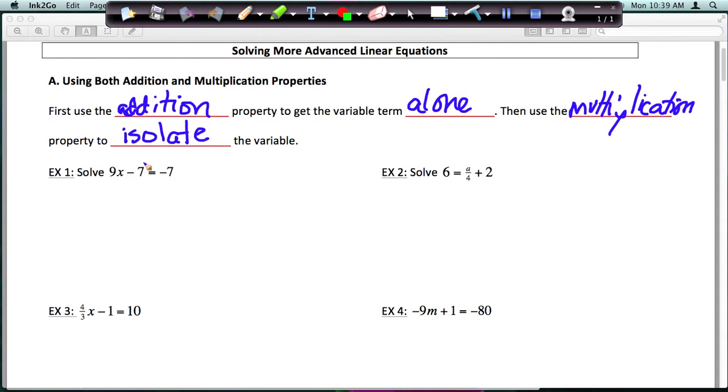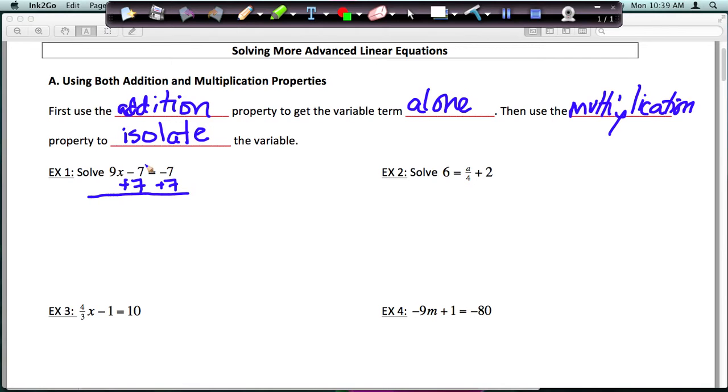So the first thing I want to do is deal with this term that does not have the variable attached to it. I'm on the side with the variable term and the term without the variable, and I want to move this negative 7. I want to eliminate it. The opposite of a negative 7 is a positive 7, so I'm going to add 7 to both sides of the equal sign. You can't do it on only one side; you have to go to the other side of the equal sign to make this an equivalent equation.